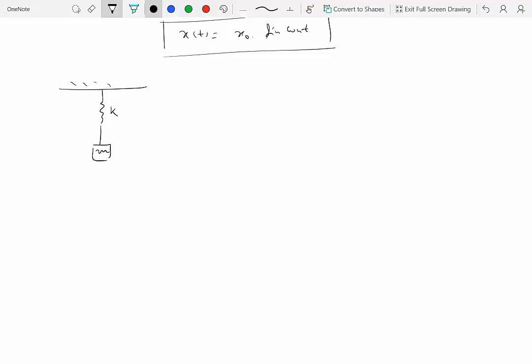First thing we will do is find out where the equilibrium is. In equilibrium we know that sigma F is equal to 0. If we draw the free body diagram, we have the weight, and let's say the spring is stretched by an amount delta static. Then these two have to be balanced, so mg is equal to k delta static. We'll call this equation 1. So let's say this is the equilibrium position.